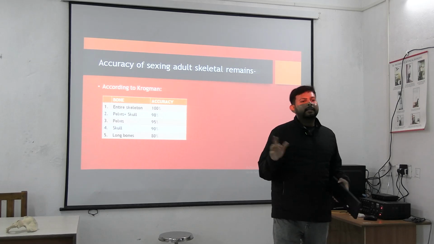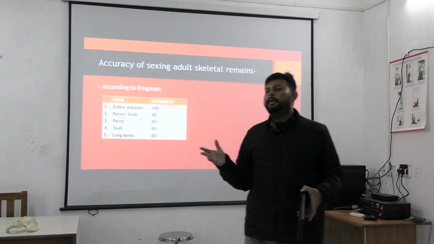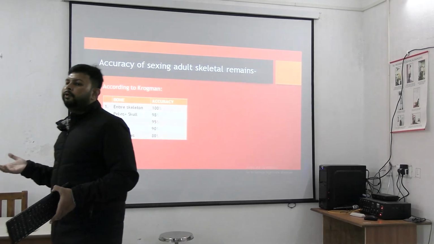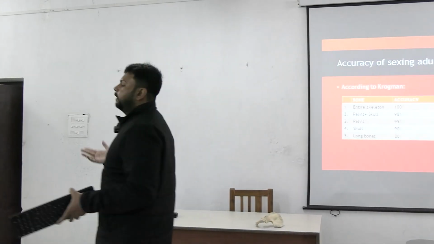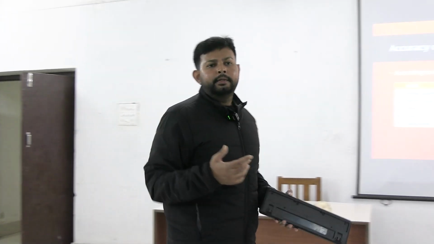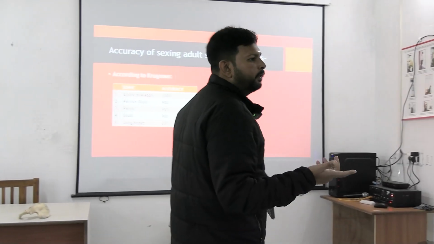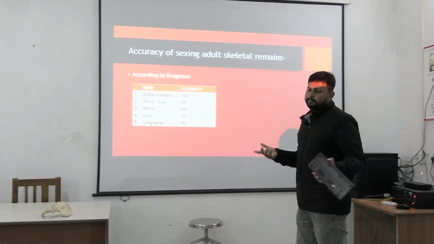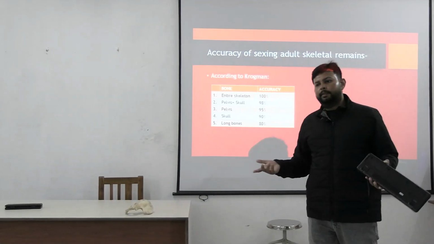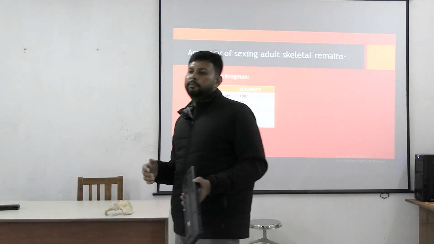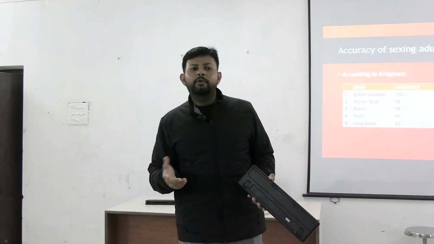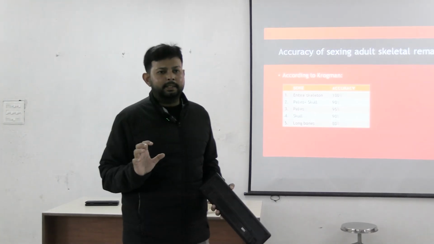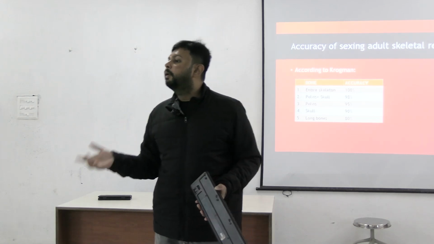The examiner will be asking you, tell me, if the skull is provided to you, what is the percentage chance that you can say male or female? So you should state: pelvis 95%, skull 90%, both bones 98%, entire skeleton 100%. Which are the long bones? Femur. So from long bones there are 80% chances, so 20% chances are there that we may be wrong.